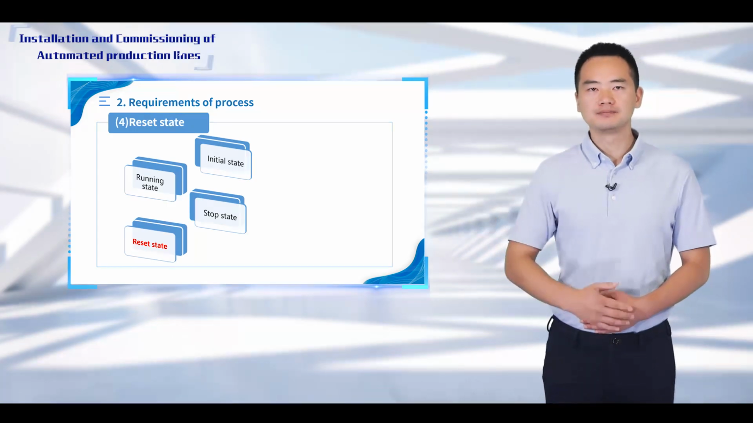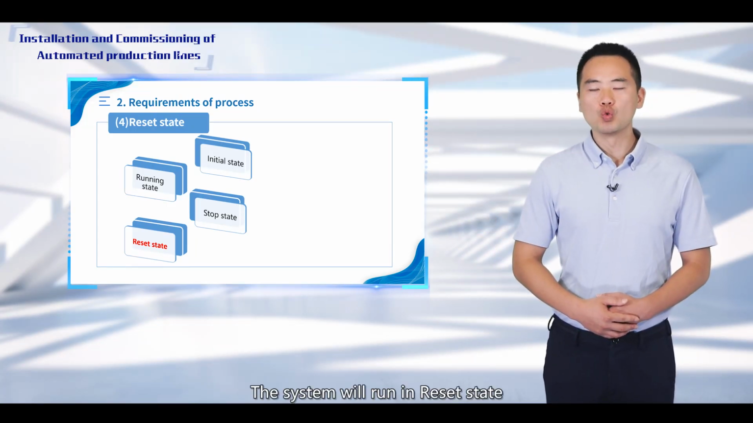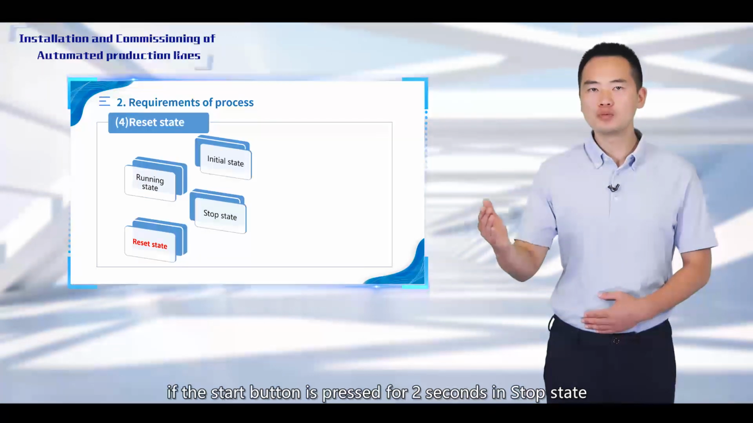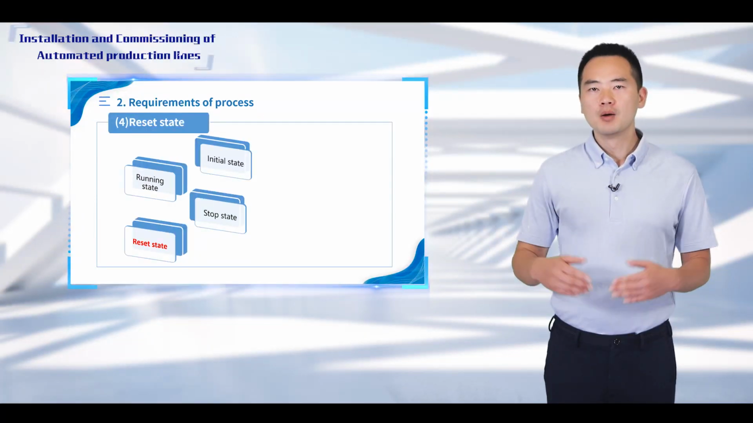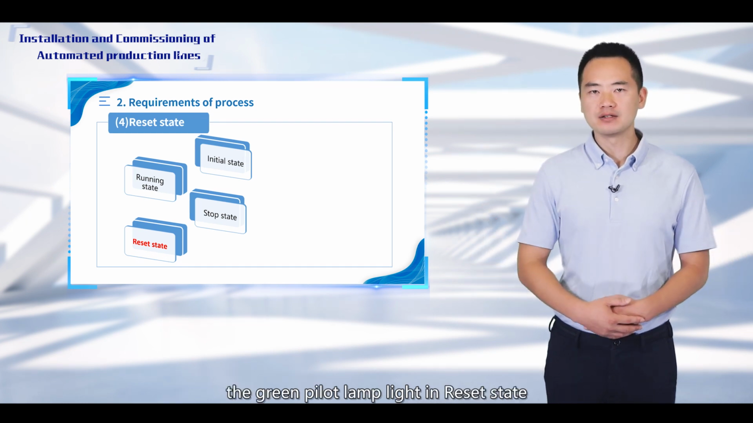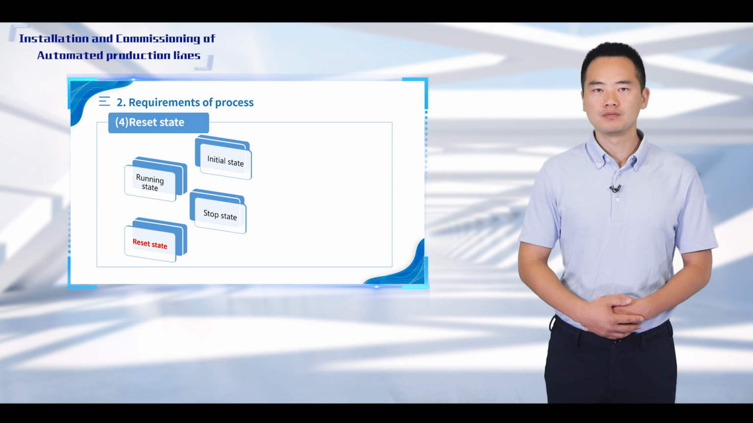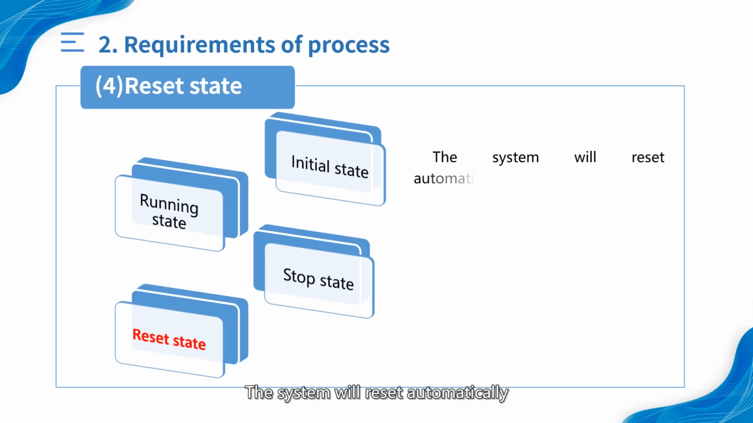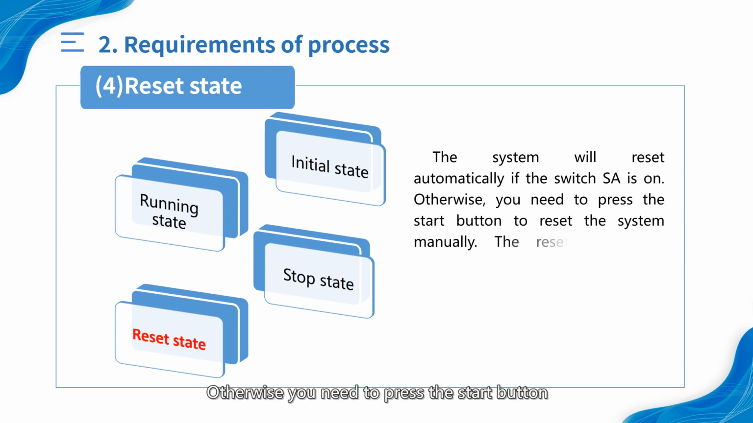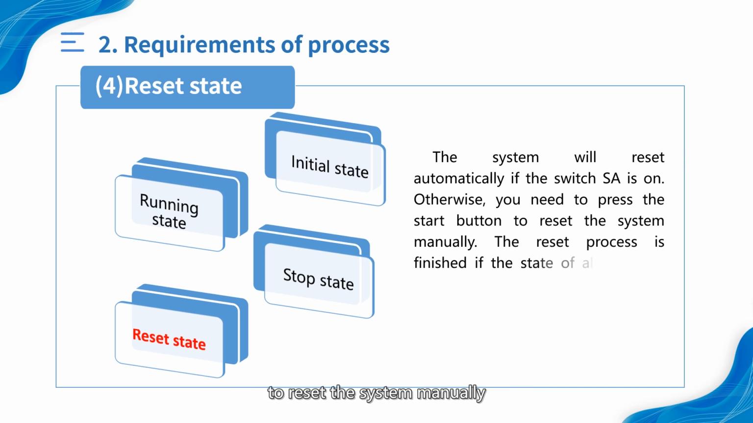Reset state. The system will run in reset state if the start button is pressed for 2 seconds in stop state. Both yellow pilot lamp and green pilot lamp light in reset state. The system will reset automatically if the switch is on. Otherwise, you need to press the start button to reset the system manually.